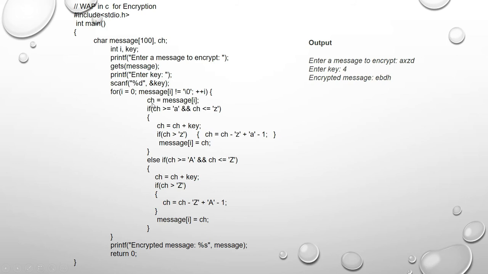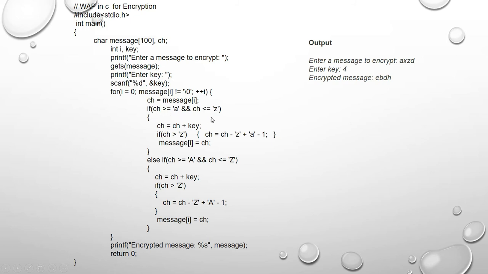Now inside the loop, the choice is there, where it will extract one by one character from your message array. Here i is 0, so when it goes inside the for loop, ch becomes message[i]. Suppose you type AXZD: initially at location 0, A is there, so A is passed to the ch variable. Then the logic is for if checking.